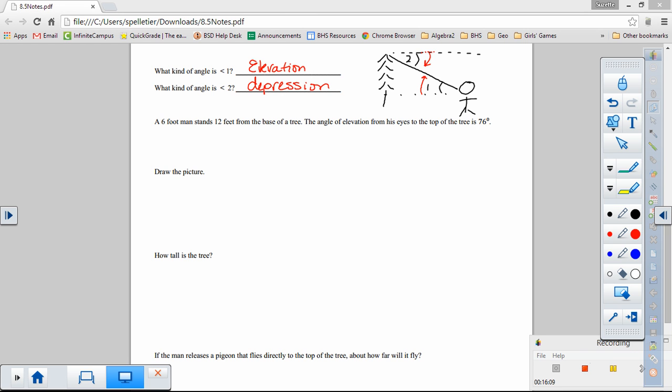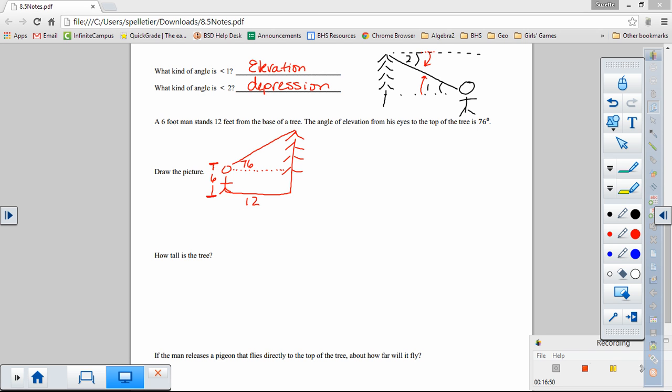Now let's try a word problem. We have a 6-foot man who stands 12 feet from the base of a tree. It says to draw the picture. So here's the tree, and the man is standing 12 feet away, and he himself is 6 feet tall. So he's 6 feet above the ground, and the angle of elevation from his eyes to the top of the tree is 76 degrees. So from his horizontal eyes to the top of the tree is 76 degrees.